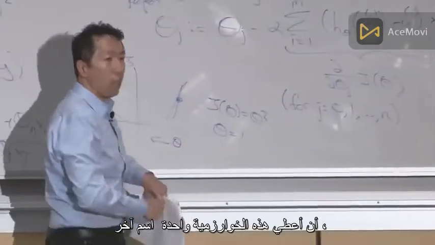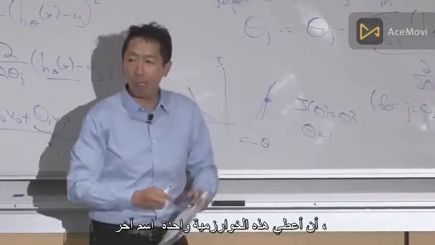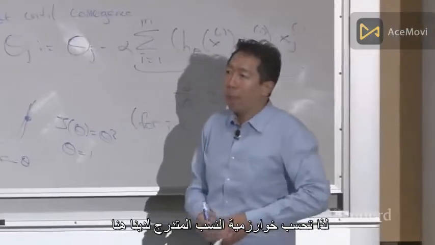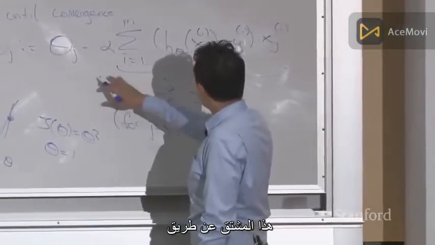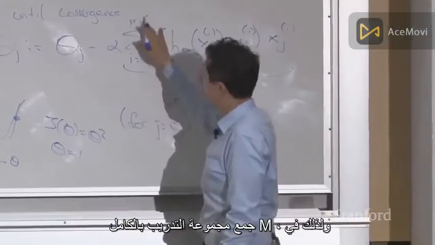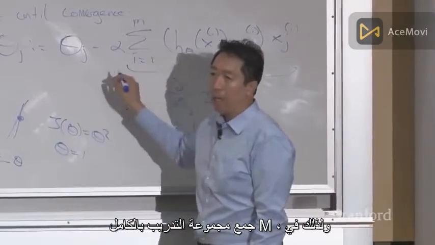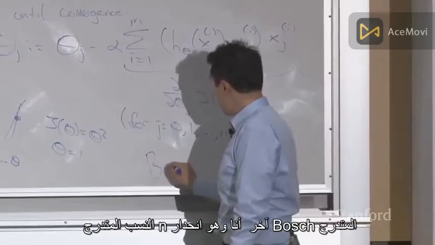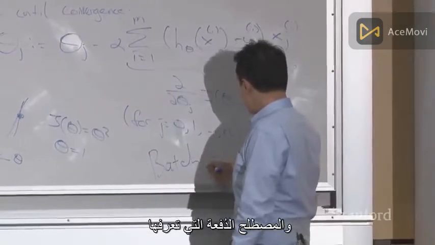Now, I want to give this algorithm one other name. So our gradient descent algorithm here calculates this derivative by summing over your entire training set m. And so sometimes this version of gradient descent has another name, which is batch gradient descent.